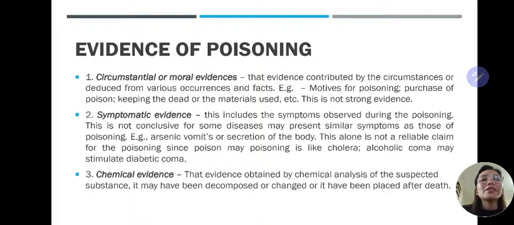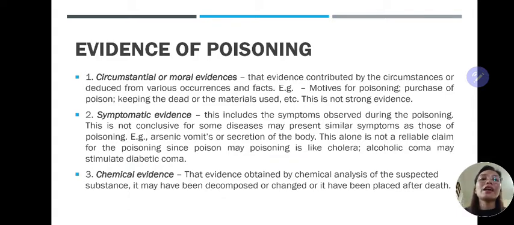So we have the evidence of poisoning. We have circumstantial or moral evidence. These are contributed by the circumstances or deduced from various occurrences and facts. For example, what is the motive for poisoning? And then yung proof of purchase of poison, keeping the dead or the materials used. However, circumstantial evidence is not considered to be strong evidence.